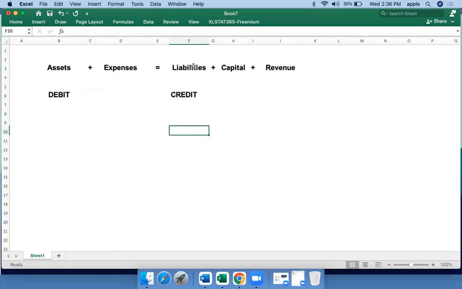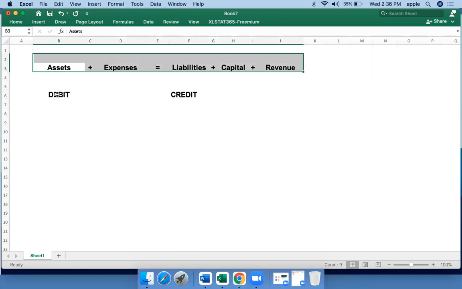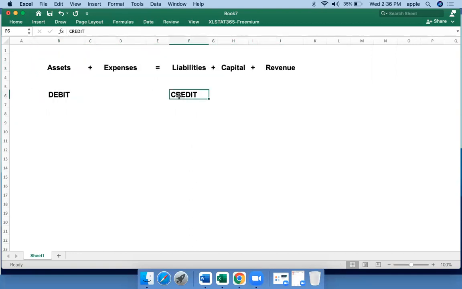The rules for liabilities, capital, and revenue are just the opposite of the rules we learned for assets and expenses. Whenever there is an increase in liability, capital, and revenue, we credit. And a decrease means debit. So this entire accounting is based on this accounting equation. You have understood increase and decrease, right? Yeah. Okay. So now today we will understand the accounting process.